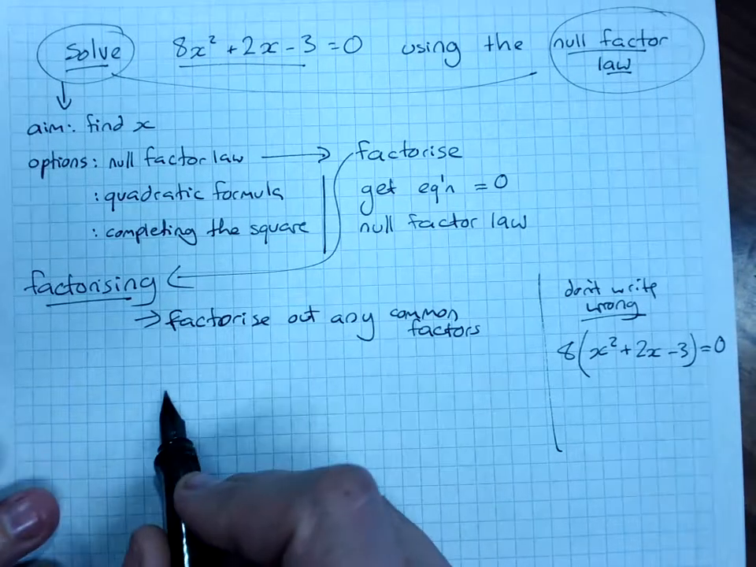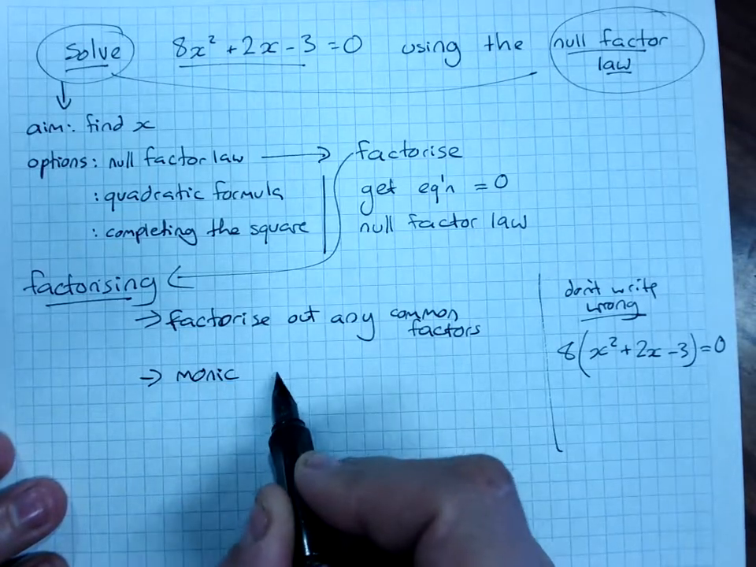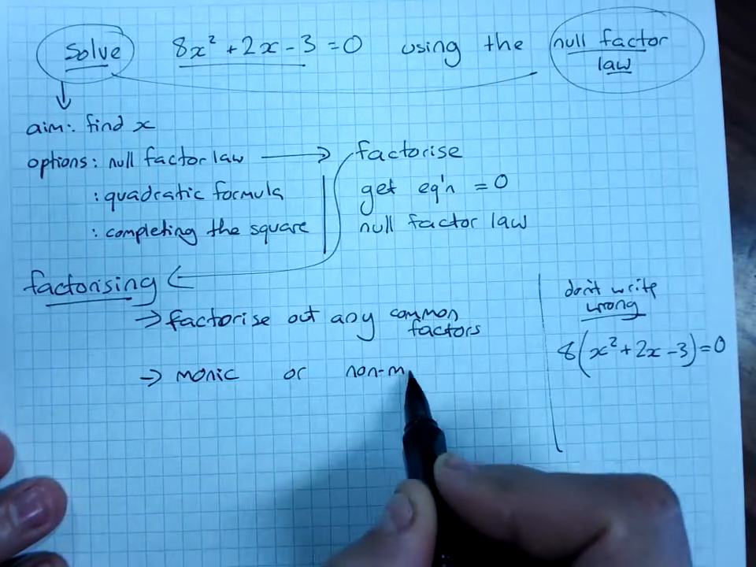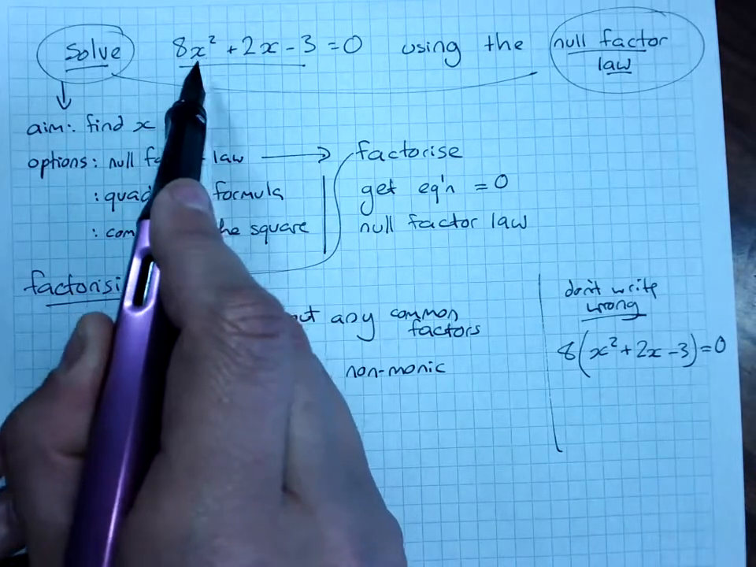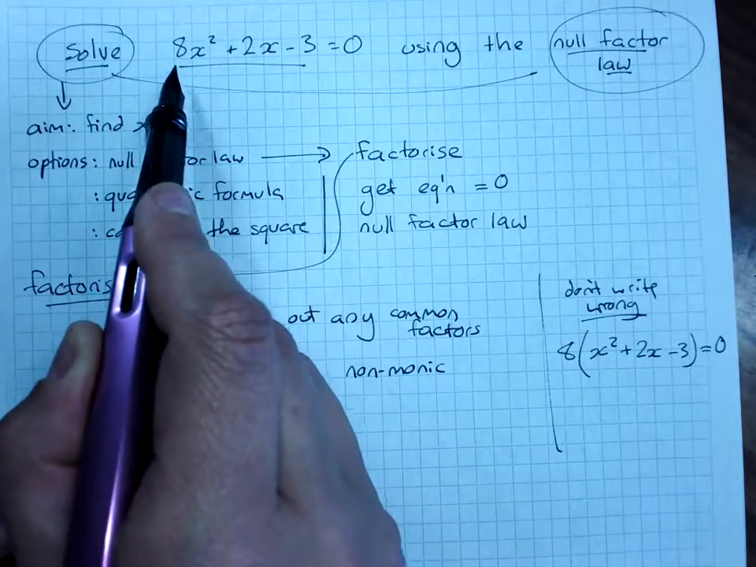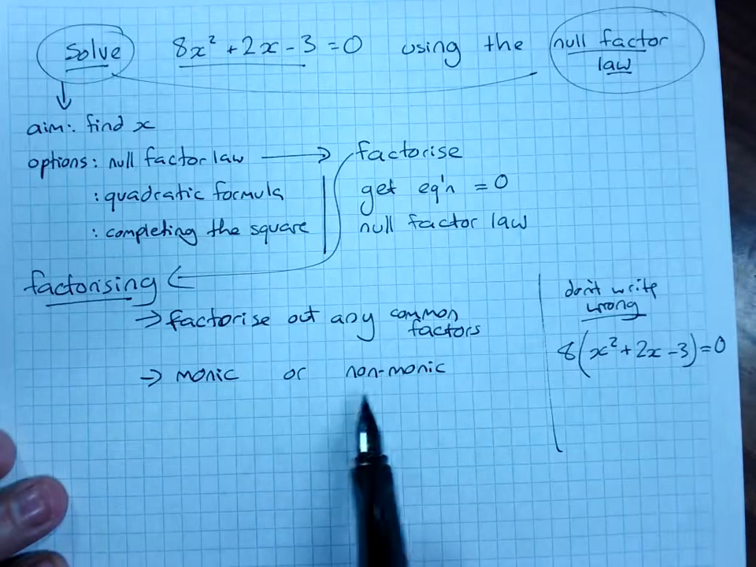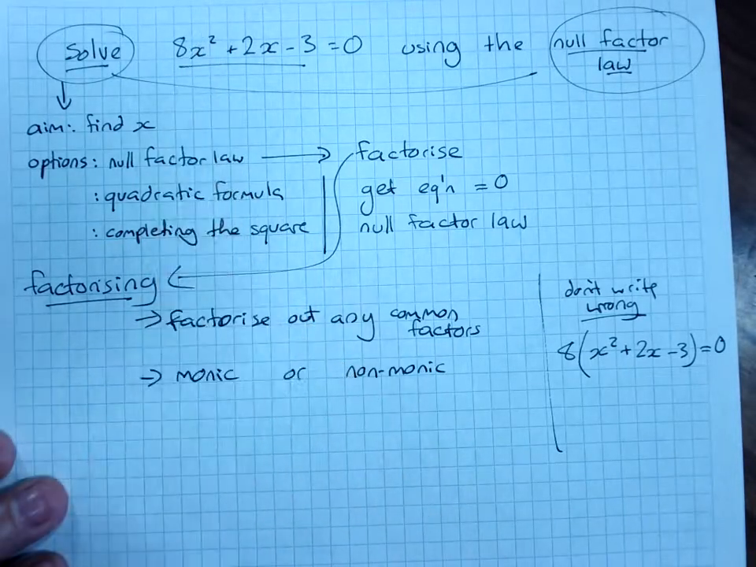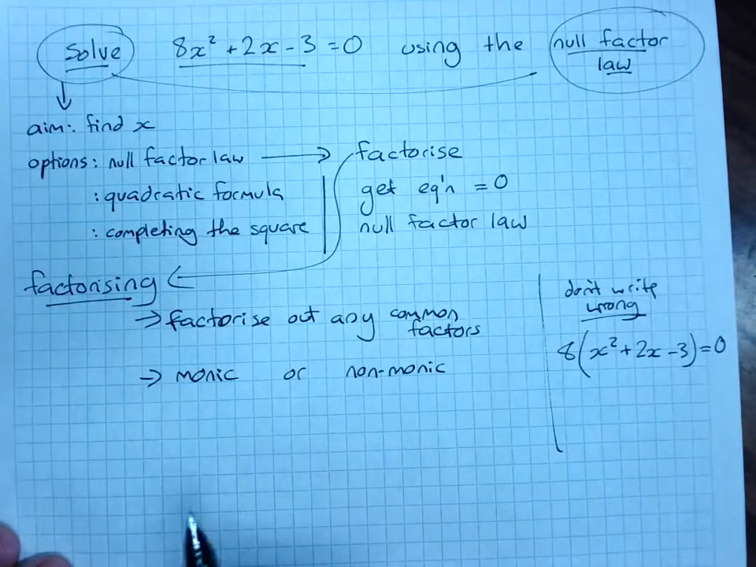Now we recognize that it's a non-monic. So is it a monic or a non-monic? We tell by looking to see if a, the coefficient of x squared, is 1, i.e. it's not there, or it's another number. 1, it's not there, would be monic. Non-monic, yes. If it was a monic, then you just factorize it.